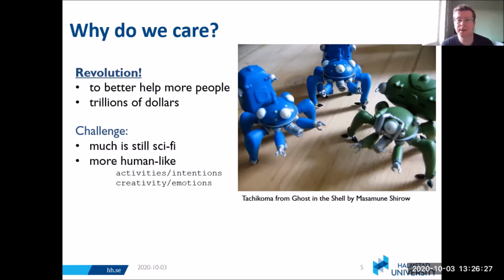On the right-hand side in this image, you can see this thing called a touch coma from Ghost in the Shell by Masamune Shirow. This is sci-fi, but it's not purely sci-fi anymore. One of my colleagues in Japan is actually building prototypes, robot prototypes of these things that can interact with people. So we really look a lot at sci-fi and take inspiration from that.